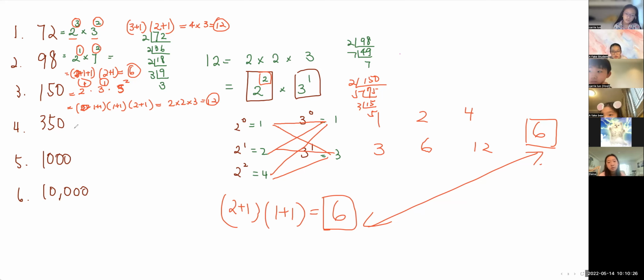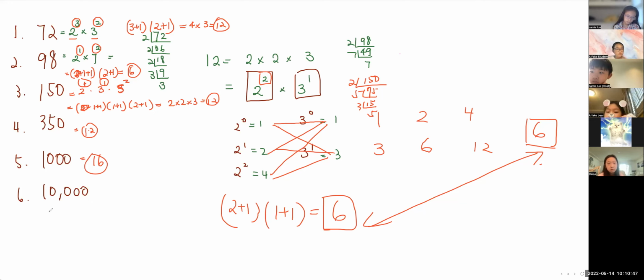Okay, so I'm not going to do the 350. Basically that's the same thing, so the answer is 12 factors as well. And I'm going to just look at number 5. How many factors will that be? 16. I'm going to focus on number 10, okay?